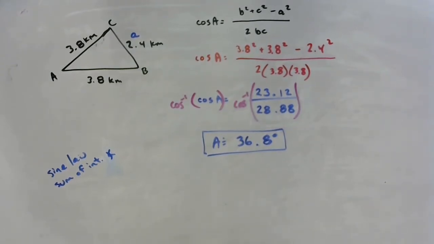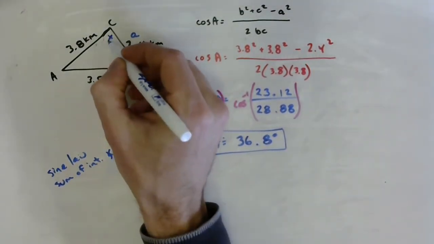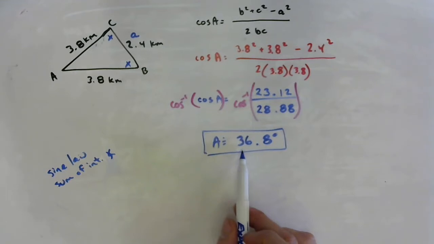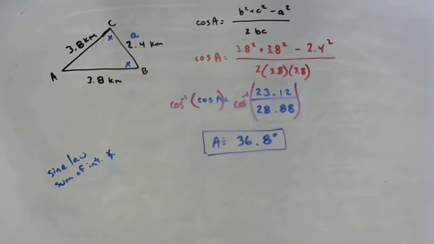What kind of triangle is it? It's an isosceles triangle. So what do you know about angle C and angle B? They're equal. Okay, so 180, take away this, split it in half. Does that make sense? I'm going to do it both ways. I'm going to quickly use the sine law for you, and then we'll move on from there.